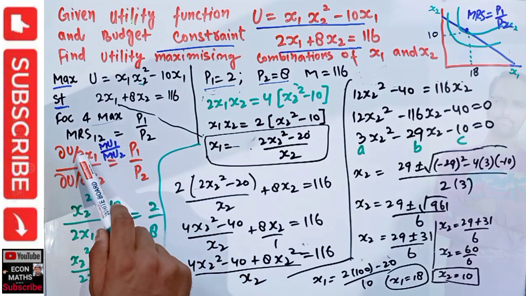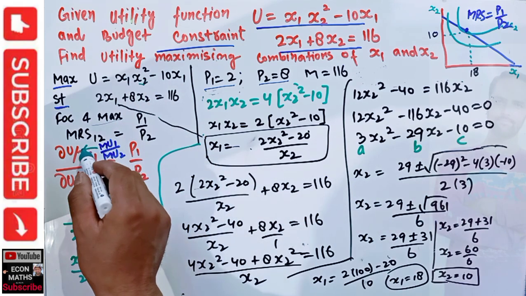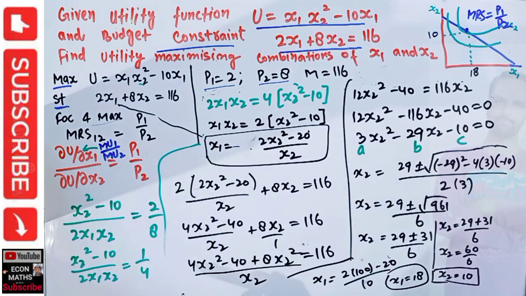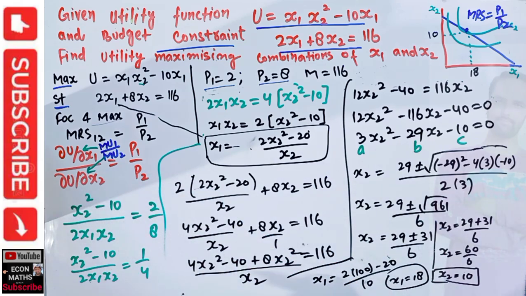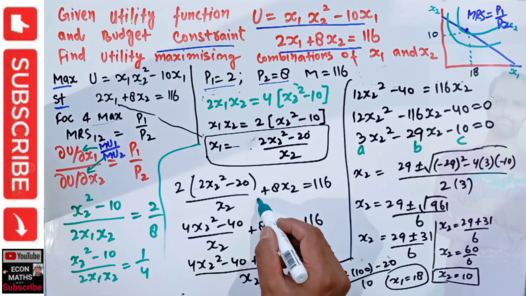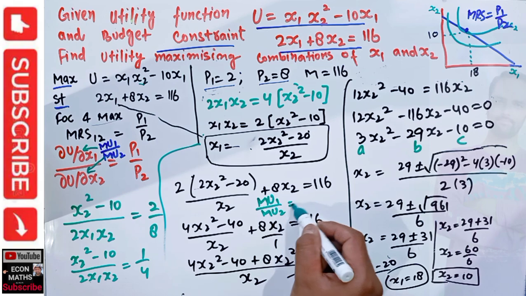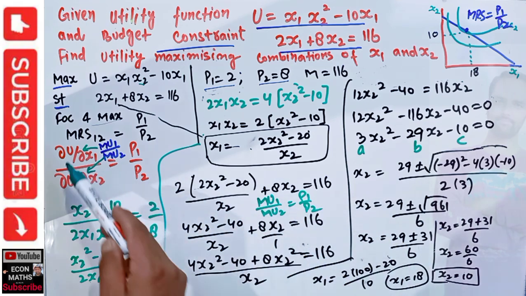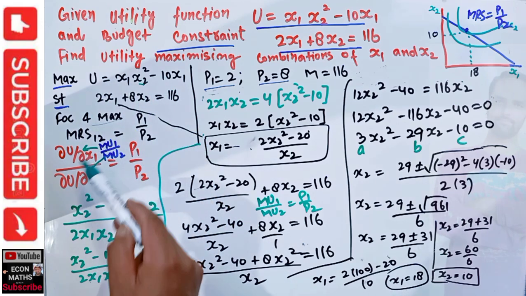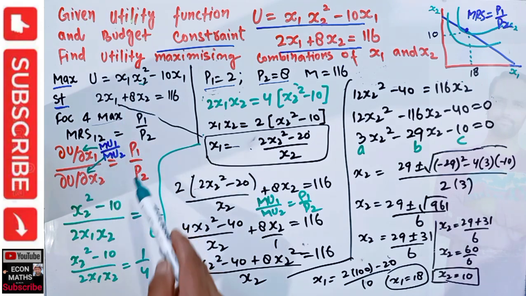MU1 means the partial derivative of the utility function with respect to good x1, so this partial derivative denotes the marginal utility of good x1, and this partial derivative denotes the marginal utility of good x2. Let me repeat it here. The condition is that the marginal utility of good x1 divided by the marginal utility of good x2 should be equal to the ratio of the prices, where MU1 is the partial derivative of the utility function with respect to x1, and MU2 is the partial derivative with respect to x2.